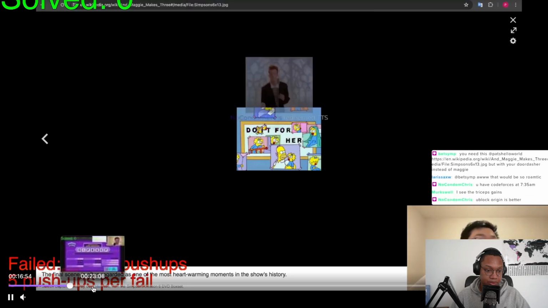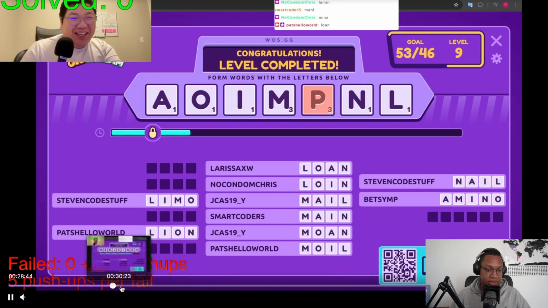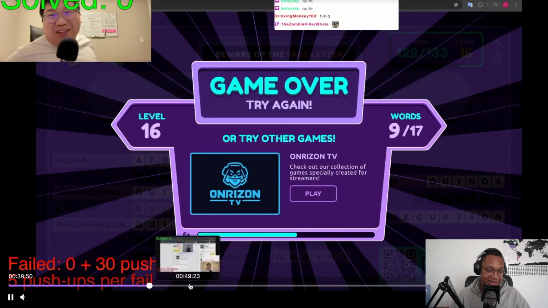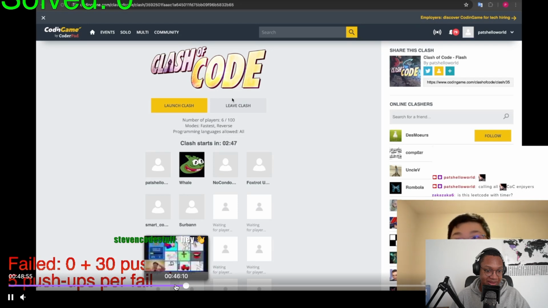True. It is. uBlock Origin is better. Okay, wait, what happened, bro? What happened to the Leetcode? There's only 2 problems.